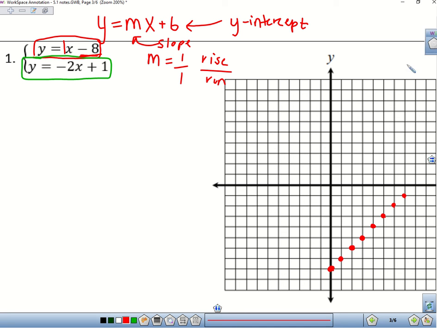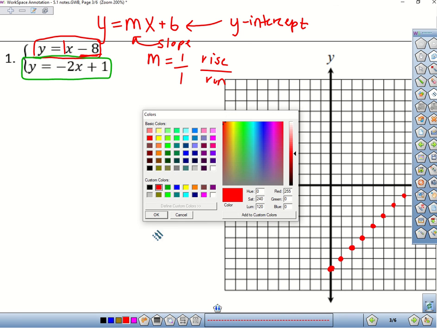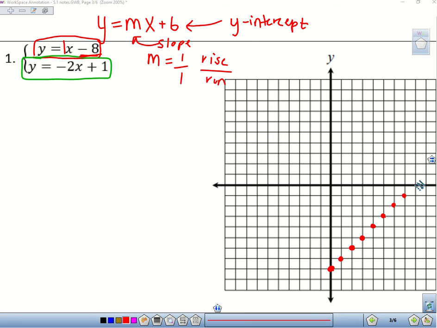So once you have a general idea of what your line looks like, you're going to go ahead and graph it. So it's going to look like this.